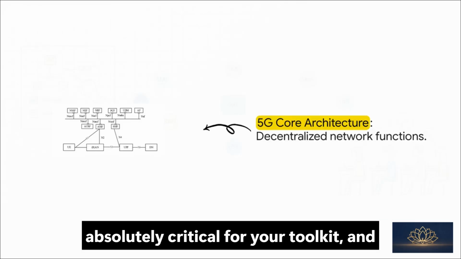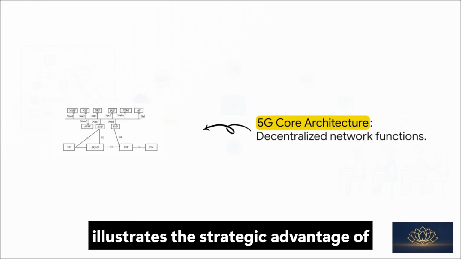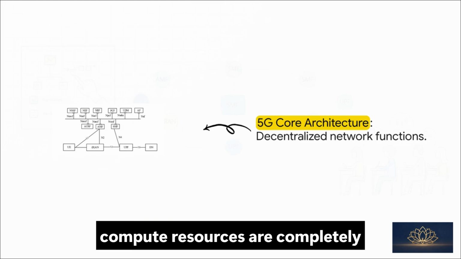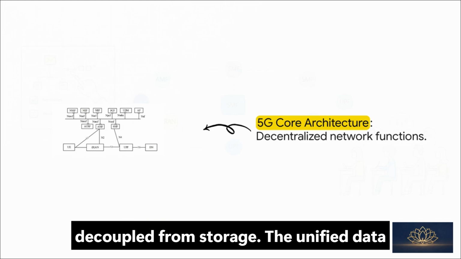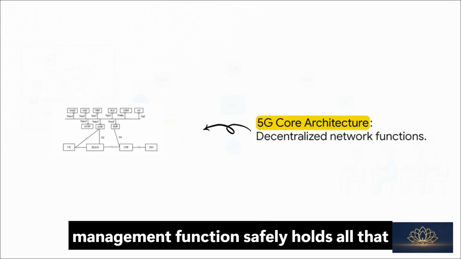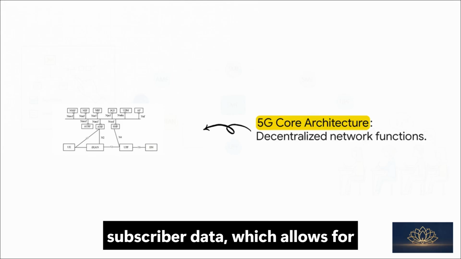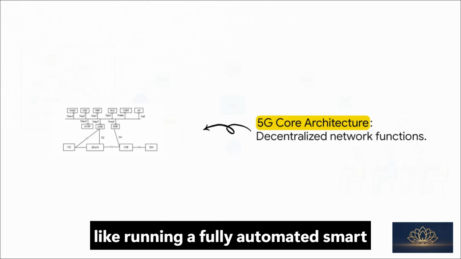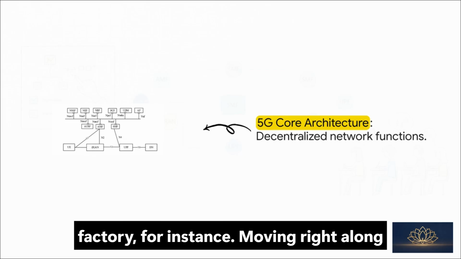And the core architecture brilliantly illustrates the strategic advantage of 5G. The entire core network is built on stateless network functions, meaning compute resources are completely decoupled from storage. The unified data management function safely holds all that subscriber data, which allows for literally unlimited linear scalability. Plus, you get the extreme resilience needed for demanding digital transformations, like running a fully automated smart factory, for instance.